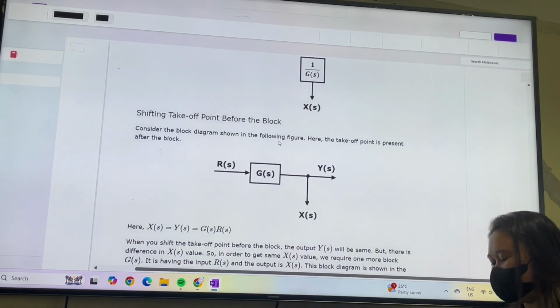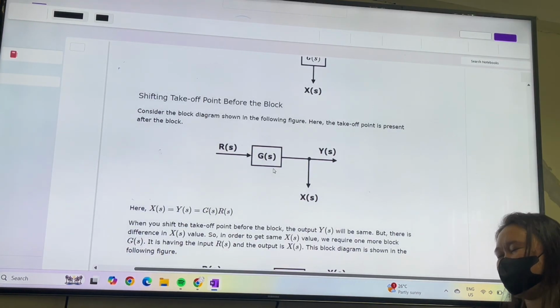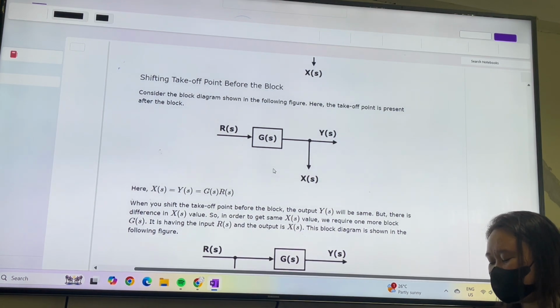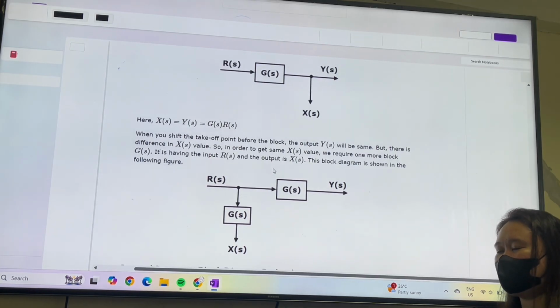Take-off point before the block. So X(S) is equal to Y(S), which is equal to R(S)G(S). Now when you shift the take-off point before the block, the output Y(S) will be the same. But there is a difference in the X(S) value. So in order to get the same X(S) value, we require one more block.